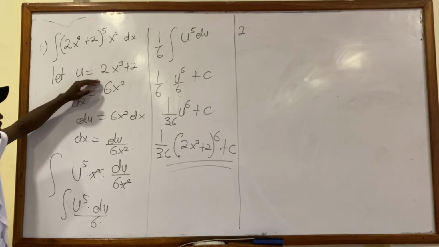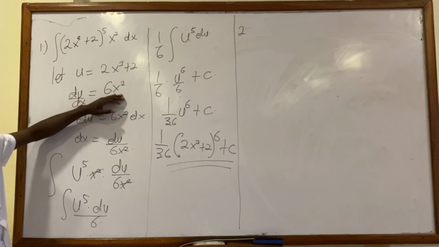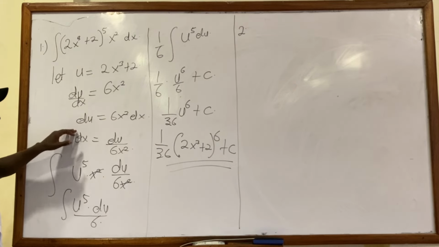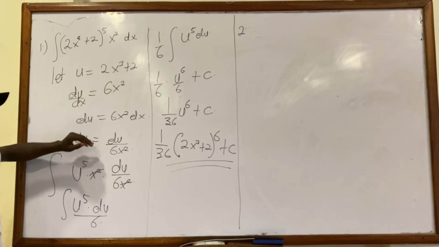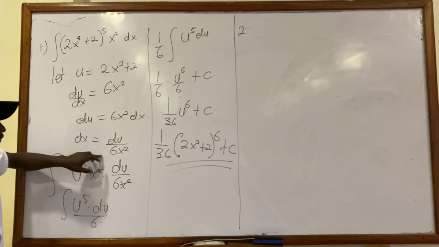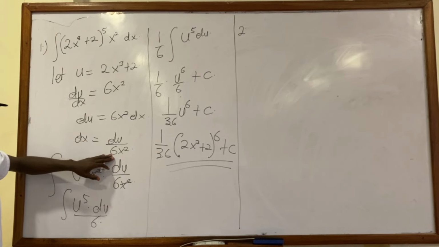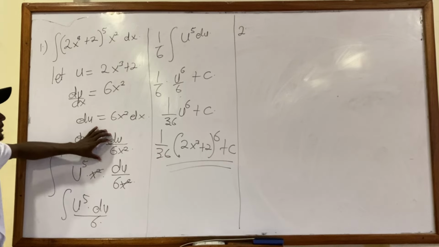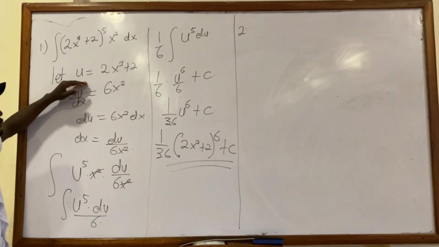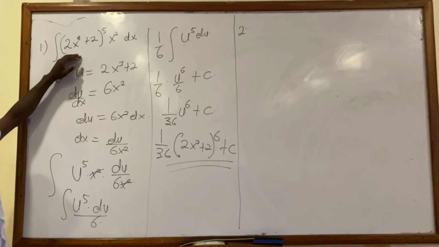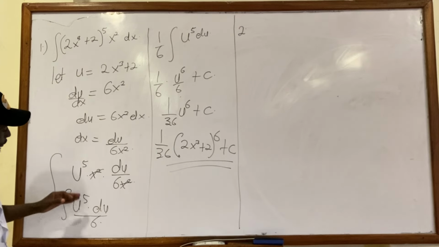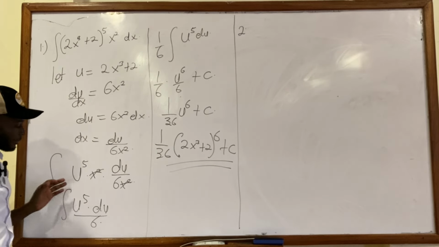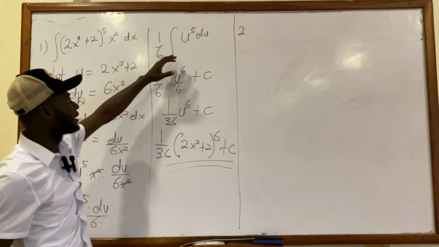When you differentiate 2s cubed plus 2, you have 6s squared. And then you make dx the subject, and you have du over 6s squared. Then you substitute the dx into the function, and after our evaluation and simplification, we have this.